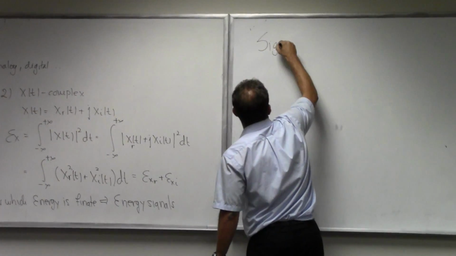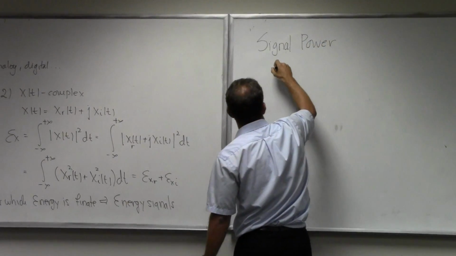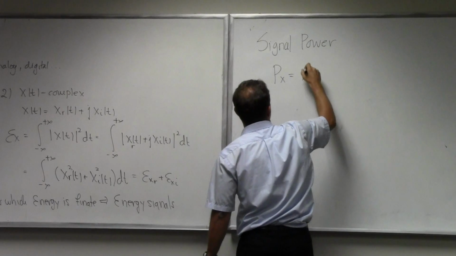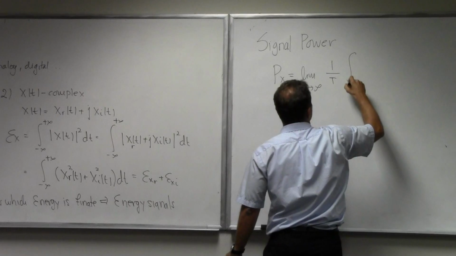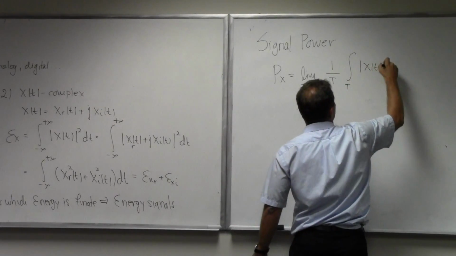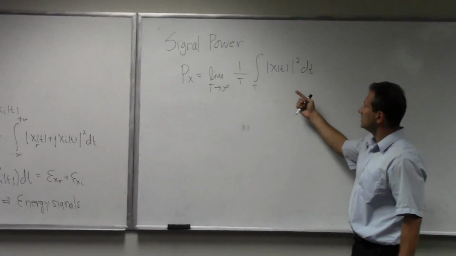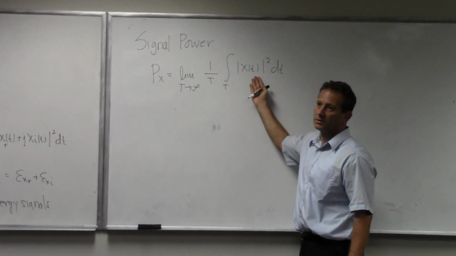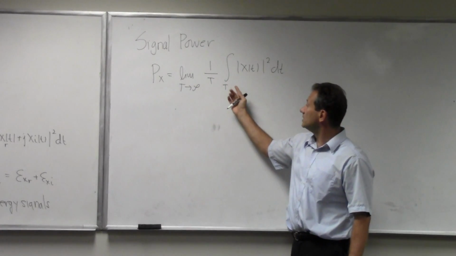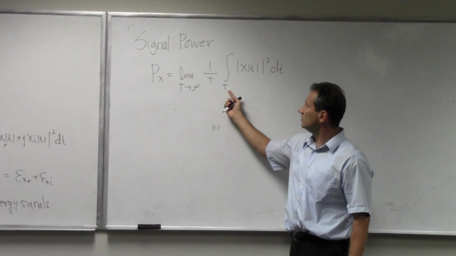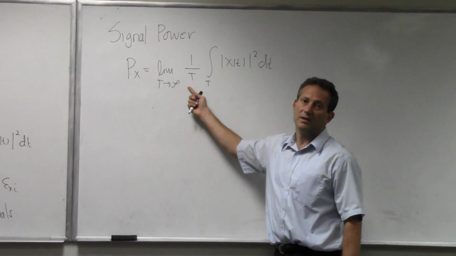So, signal power. The power of the signal is defined as a limit when capital T goes to infinity, 1 over T, integral over T, magnitude of x of t squared, dt. We kind of start similar here. We're taking the signal, taking its magnitude, squaring it. We're looking at the area under the curve, but the difference here is we're looking at it within an interval of the length of capital T, and we are dividing by the length of the interval.